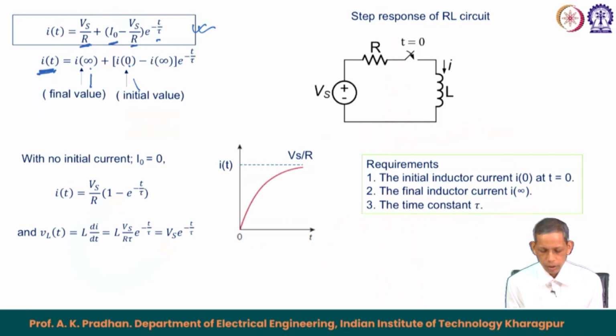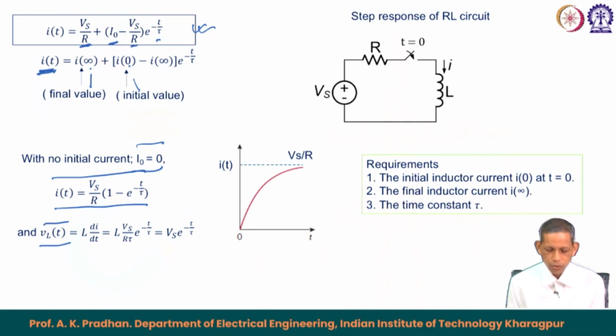Now, note that in many cases we will find the initial current of the inductor to be 0. Then our i(t) becomes equal to Vs upon R times 1 minus e to the minus t by tau, and with vL equals L di by dt, you can find the corresponding voltage across the inductor to be Vs e to the minus t by tau also.